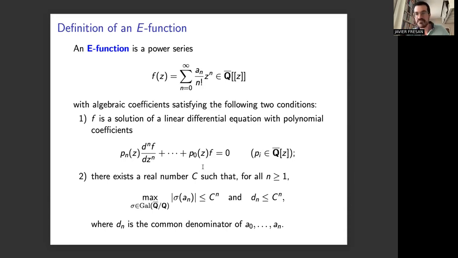Can I ask a stupid question? So d_n is an algebraic integer. So what does that mean? It is at most C^n. No, it's just an integer. It's a usual integer. Ah. So for each algebraic number, I can pick an integer.